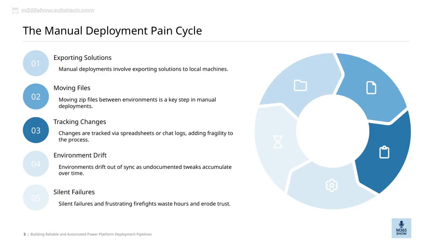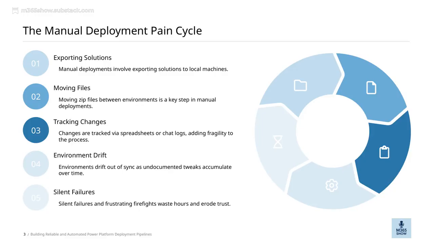Let's talk about the manual deployment pain cycle and the challenges it brings. First, tracking changes is often done through spreadsheets or chat logs, which can make the process fragile and prone to errors. This approach isn't very reliable and can lead to inconsistencies. Moving files between environments is another key step, especially when we're dealing with zip files. It's a manual process that adds complexity and potential for mistakes.